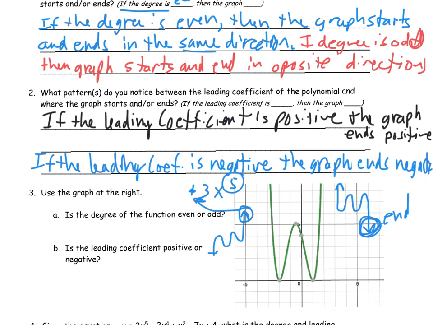That leading coefficient is going to tell you how it ends for sure, whether it's an even or an odd degree, it doesn't really matter, but it will end in that same direction, okay? Not necessarily start in the same direction, but end in the same direction. And that's all I really have for you for 6-6.